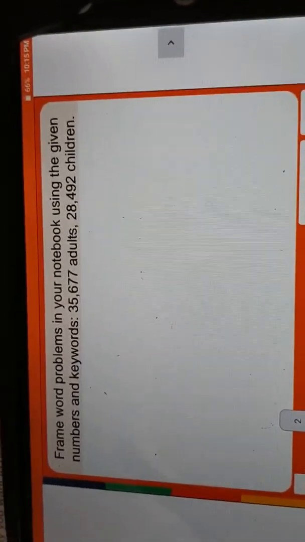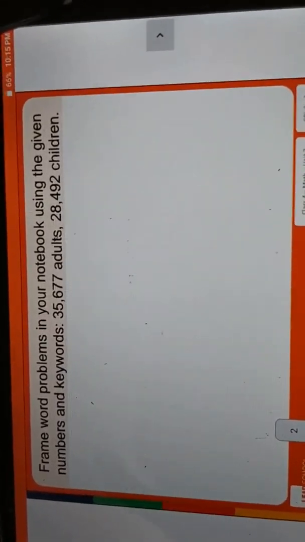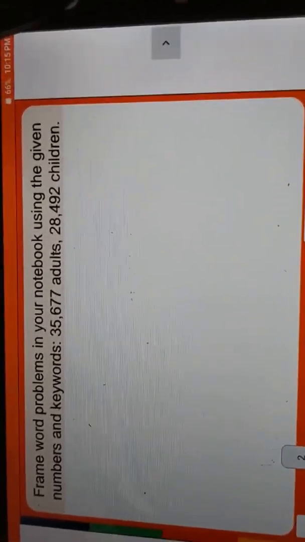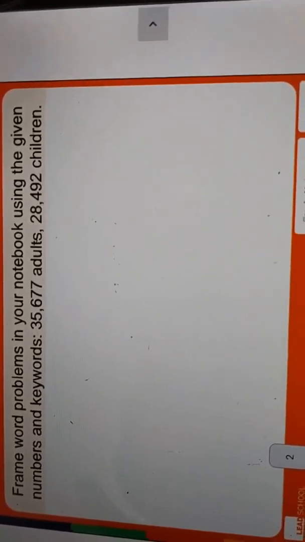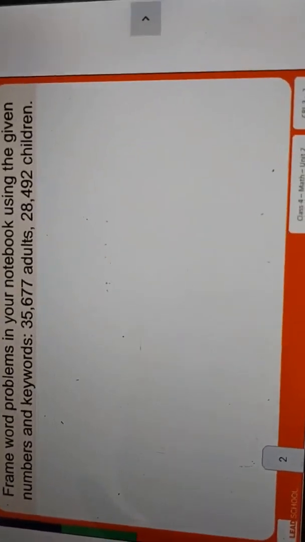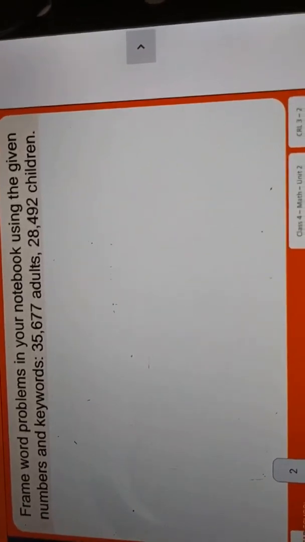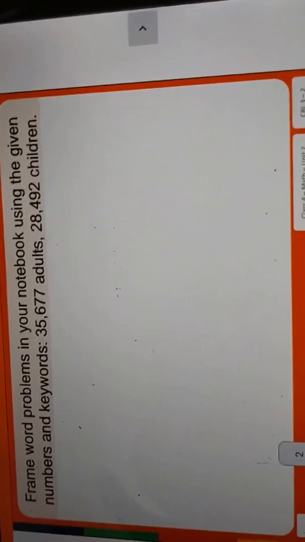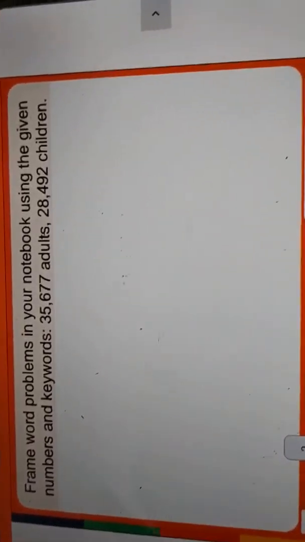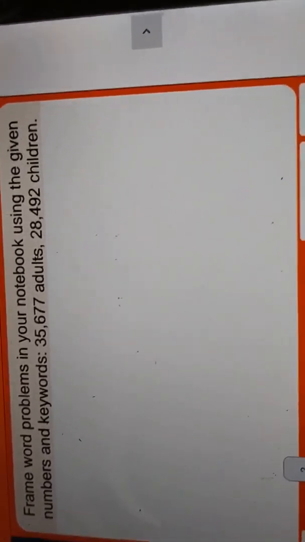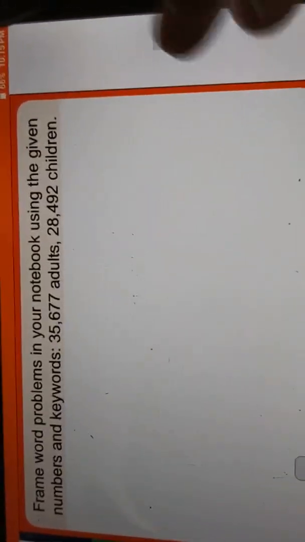In unit number 1, framing word problems in your notebook using the given numbers and keywords. So whenever you start framing a word problem, the identification is the numbers and keywords given in your word problem. Okay, so here numbers and keywords are 35,677 adults and 28,492 children. So what do we have to do, students?